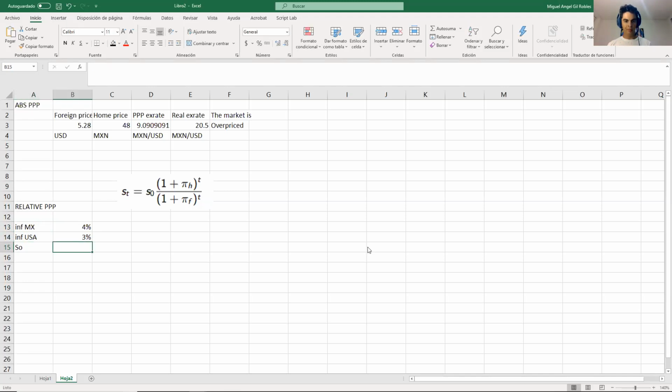And the other thing that I have is the spot at time zero. That will be 16.96, and this is pesos per dollar. And finally, time. Time in this case is 3 years. So remember, in this formula, T is in years. In the next formula, T will be in days, so be careful.